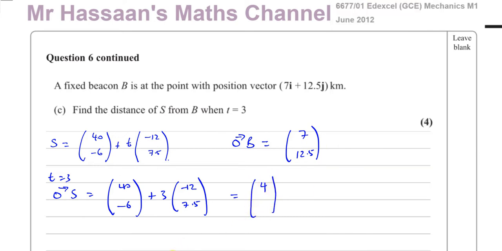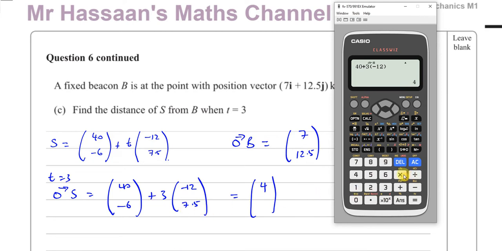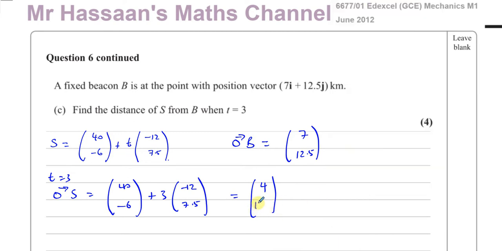And you're going to have negative 6 plus 3 times 7.5. That's going to give you 33 over 2, which is 16.5. So that's the position vector of the ship when time equals 3. We've got to find the distance of S from B when t equals 3.